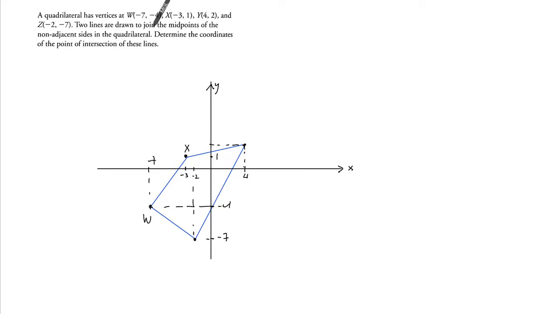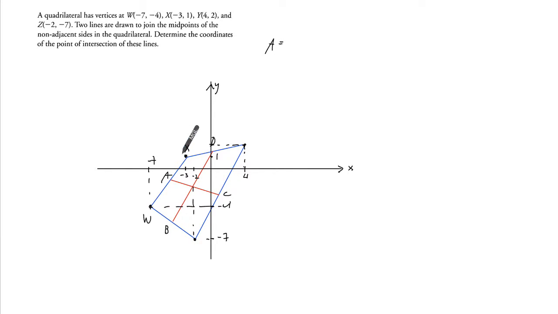Okay, so two lines are drawn to join the midpoints of the non-adjacent sides of the quadrilateral. Determine the coordinates of the points of intersection. So we're basically talking about, change color here, like that and that. Okay, so let's call this A, B, C, D.